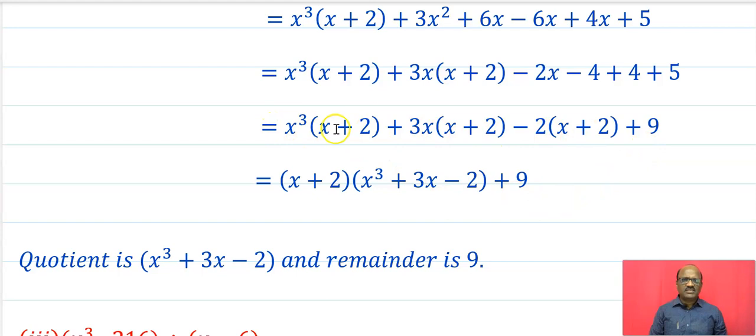From all these terms, if you take x plus 2 as a common factor, then in the bracket you will get x cube plus 3x minus 2. And this is the quotient and this is the remainder.